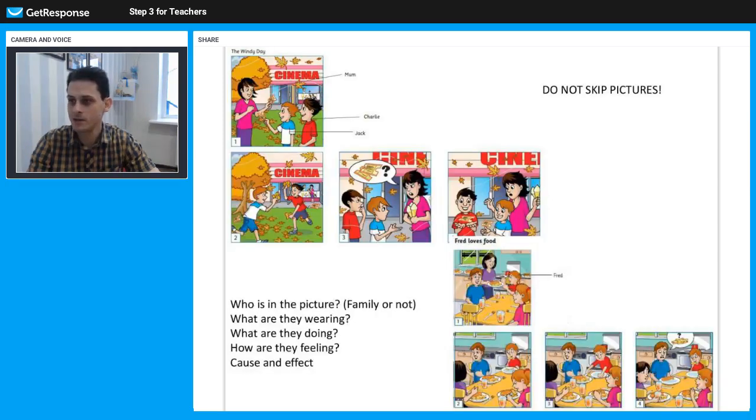Let's look at the next task, story. Now this is generally quite hard for students, mainly because based on my experience, they can't start. So the examiner will start the story. For example, I will do the first bit. This story is about the windy day. Mom, Charlie, and Jack are going to the cinema. Can you continue the story, please?